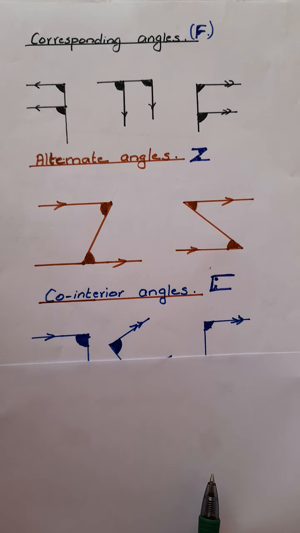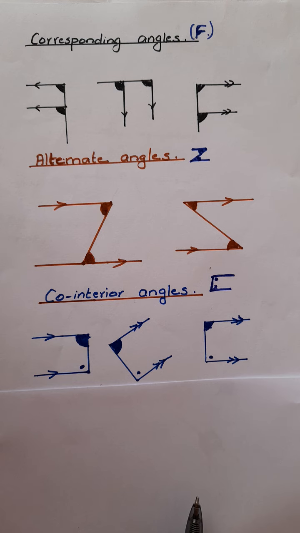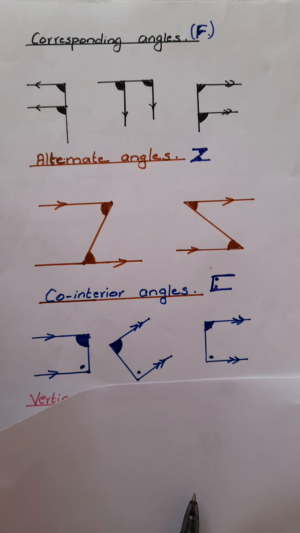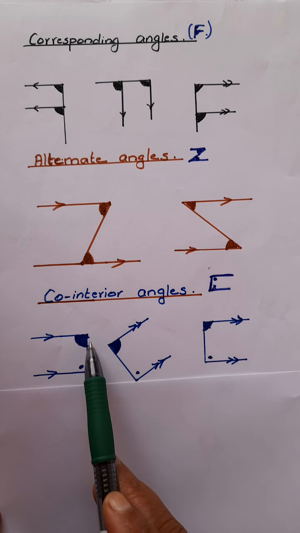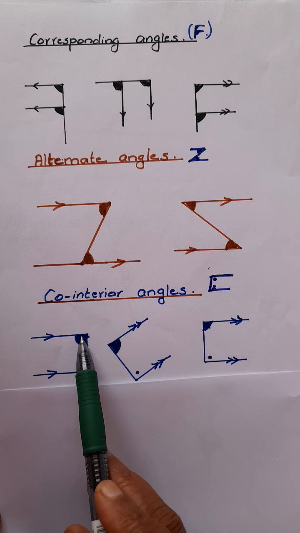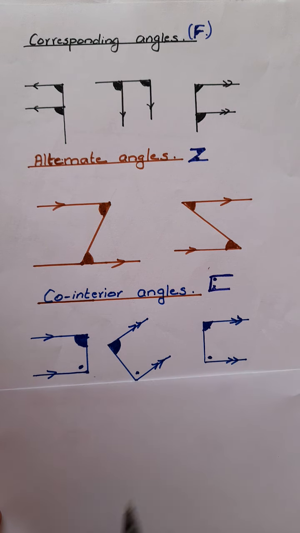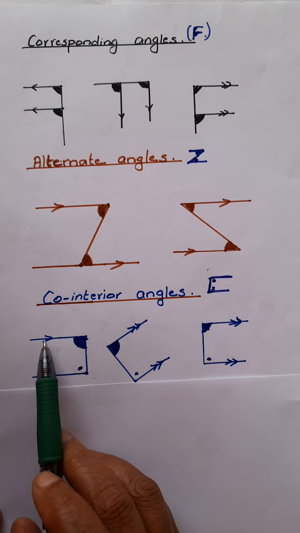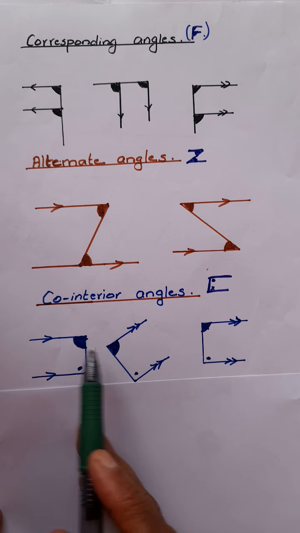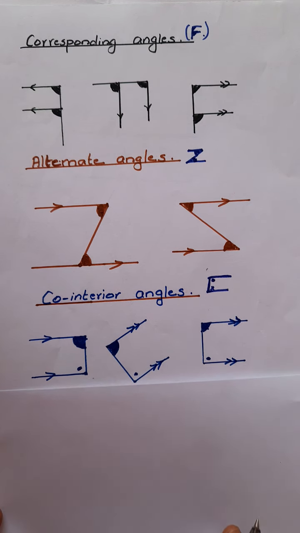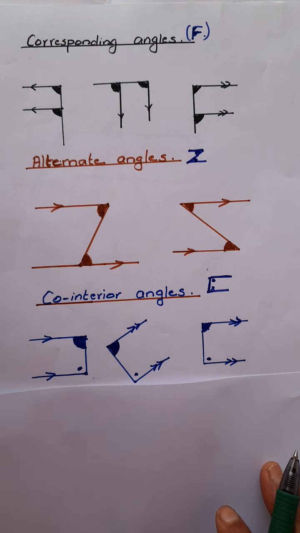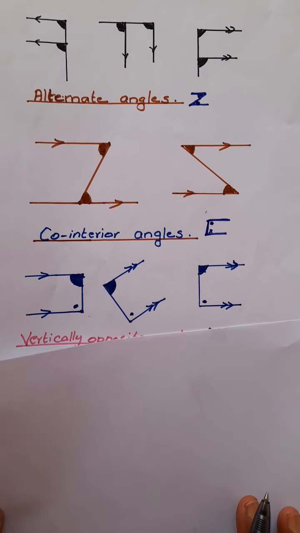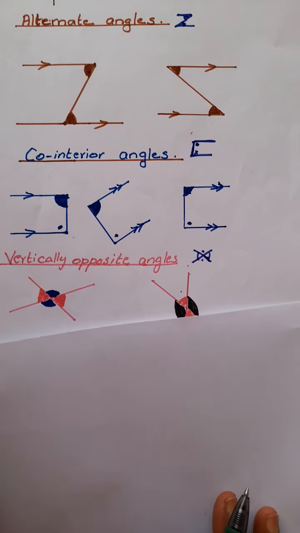Then coming to co-interior angles. Co-interior angles are not equal. They add up to 180 degrees. So these two angles are supplementary. It forms a C shape. It is in between the parallel lines, but on the same side of the transversal.